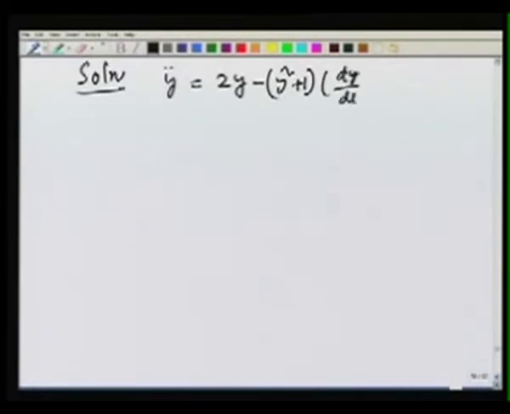Solution. We have y double dot equal to 2y minus y square plus 1 times dy upon dt plus 1 plus u plus 2 du by dt. This is our nonlinear dynamics. Now, we have to find the state space model.